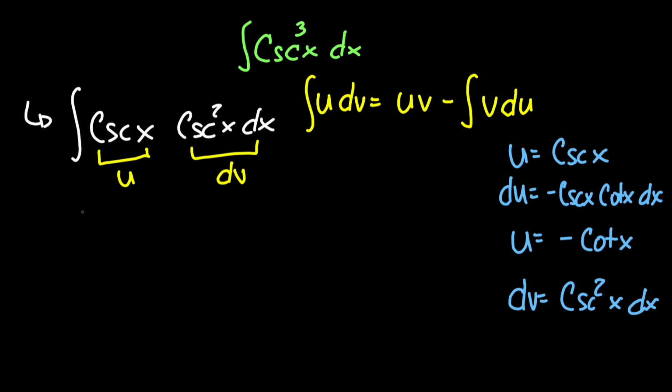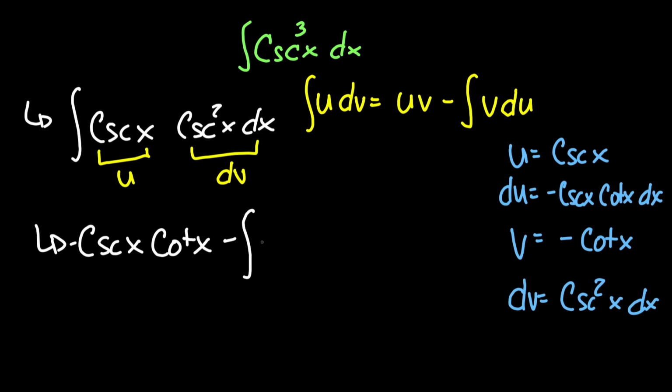And so, substitute all of these values. u here is cosecant of x, and v here, wait, I made a mistake here. This should be v and not u. So this should be multiplied by negative cotangent of x. So we can just put the negative on this side. So this would be negative cosecant x multiplied by cotangent of x minus the integral of v, which is negative cotangent of x, and multiply this by du, which is negative cosecant x cotangent of x dx. The negative here would cancel, so this would become positive.